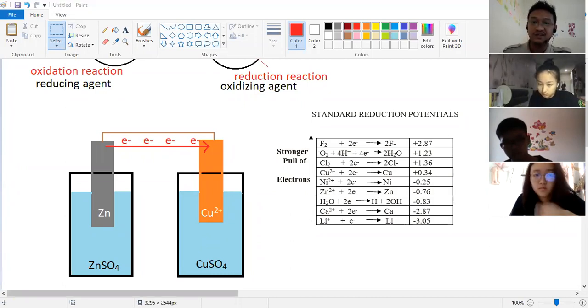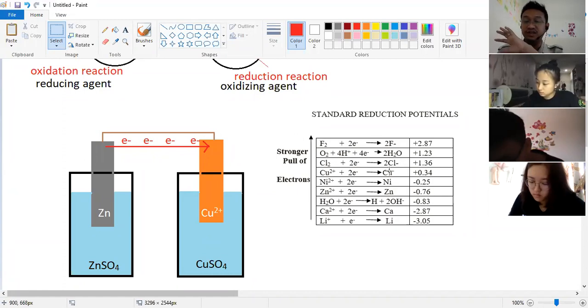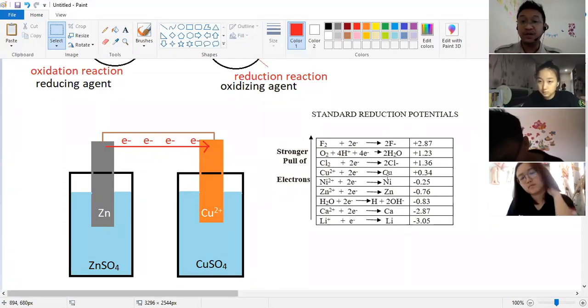All right, let's continue. Now take a look at my list here. Though this is not yet the full version, this is only a portion of that. This is not yet all the information you need to know about reduction potential. So this is only part of it.